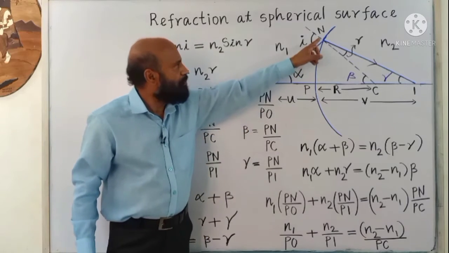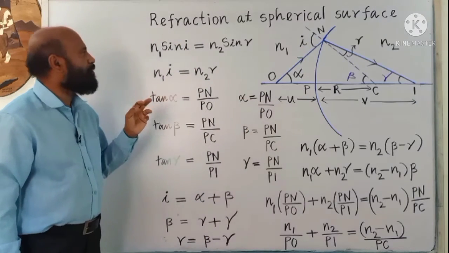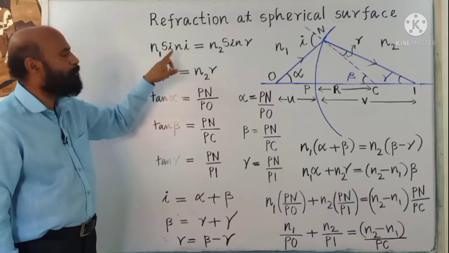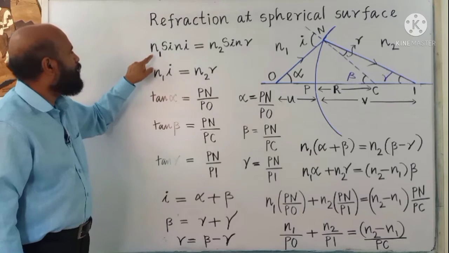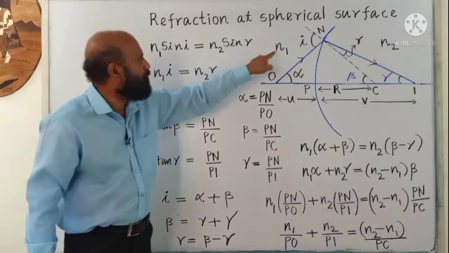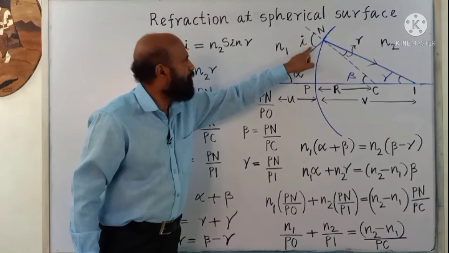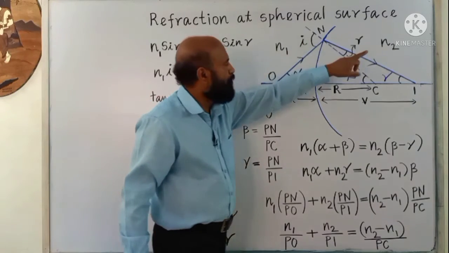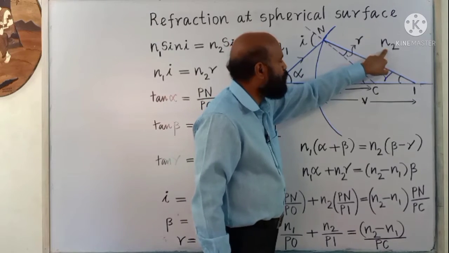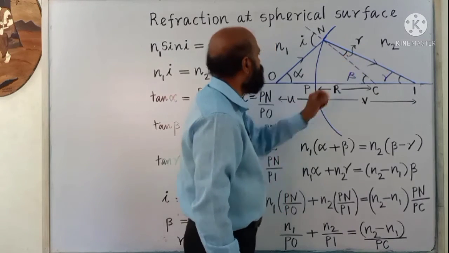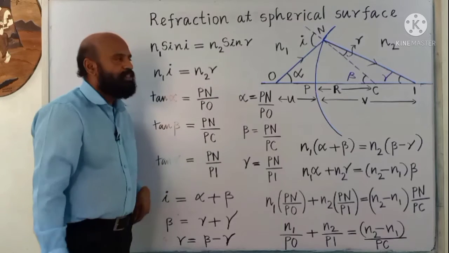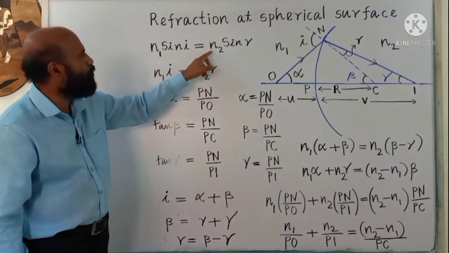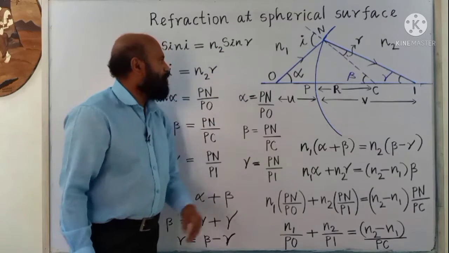Now at the point N, let us apply Snell's law in the product form. Here it is N1, then this angle is I, so sin I. N1 sin I is equal to, here the refractive index is N2, into sin R. So this is Snell's law in the product form: N1 sin I is equal to N2 sin R.